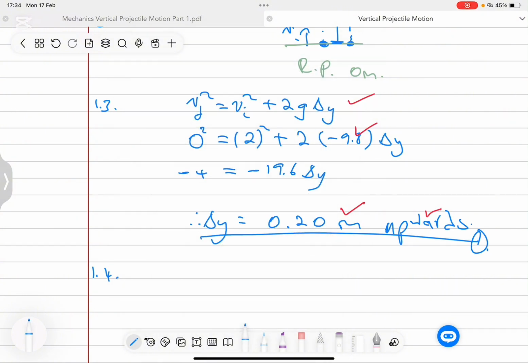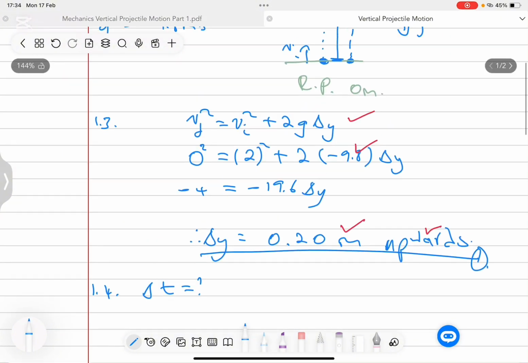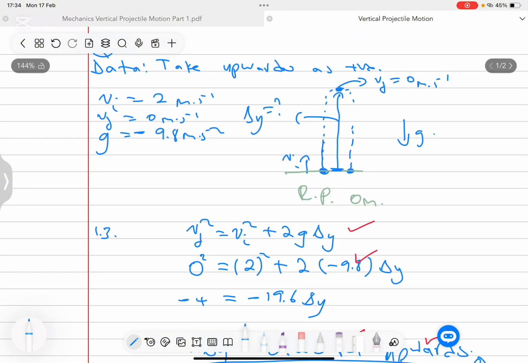So to answer the next question, we're looking for the change in time, but very important, the time that we're looking for is the time before it returns to the starting point. So in other words, it's the time that it takes for it to be in the air, for it to move up and come down. So the time that it comes up until here, right before it will hit that starting position and stop.